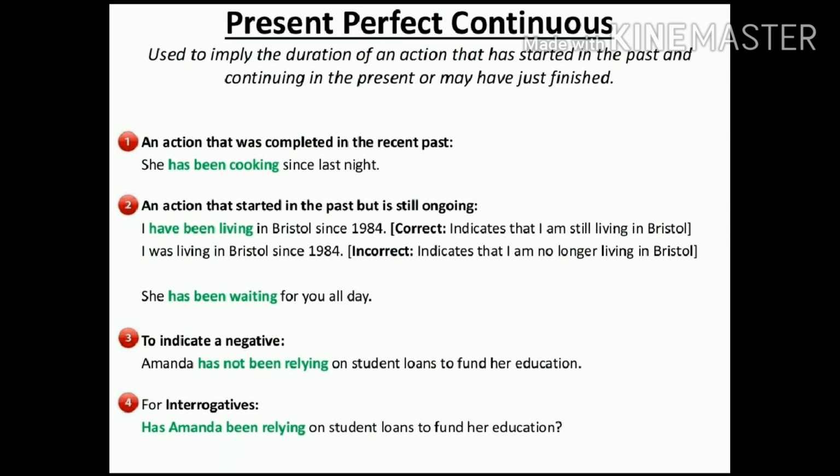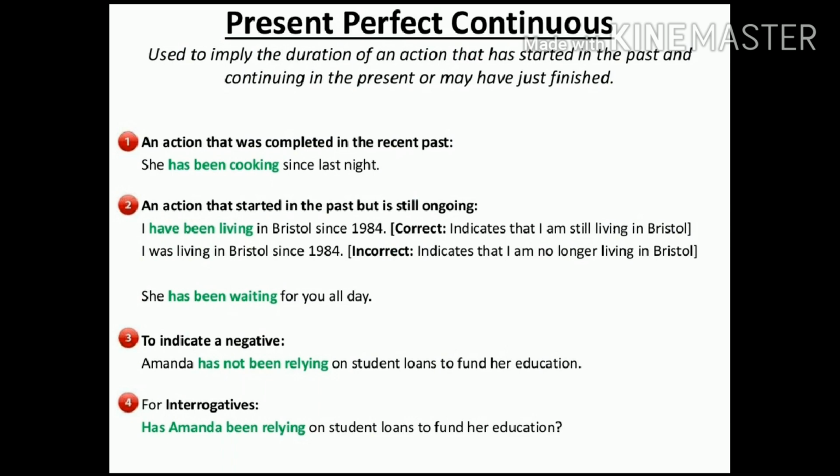which means an action that was completed in the recent past. She has been cooking since last night. So here we are showing the duration between last night and right now, which is present. So that means in this sentence it is telling us that she has been cooking since last night. Continuously that action went on and it has just finished. Second, for an action that started in the past but is still ongoing. So first, it was continuous and it is finished. Second, it has started and it is still going on.